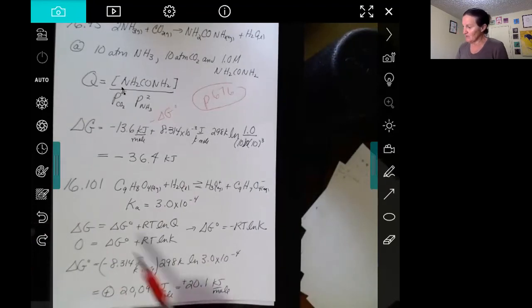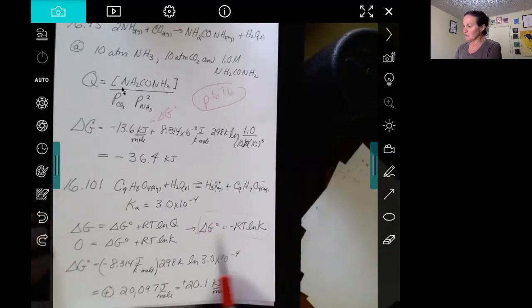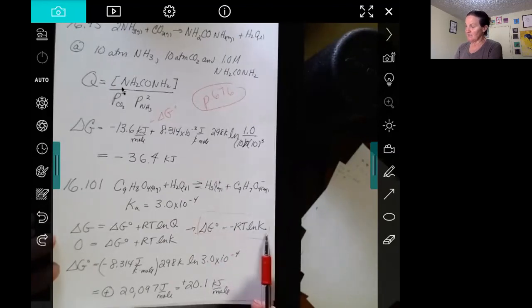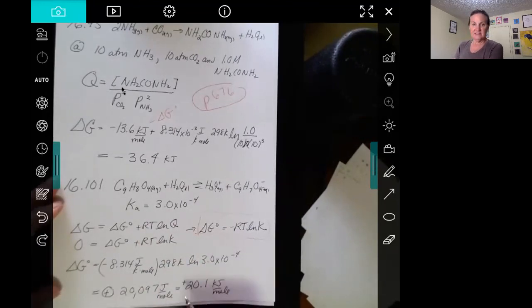If you rearrange this, you end up with this equation, which you'll use a lot in your problems. Take this to this side, then delta G naught equals negative RT ln of K. It doesn't matter if it's a Kw, a K for an equilibrium of a random reaction, or a Ka. The K is related to delta G naught. So negative RT ln of K, and we end up with a delta G naught of plus 20,097 joules per mole. If I round it to the right number of sig figs, it's 20.1 kilojoules per mole.